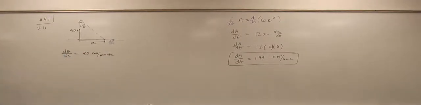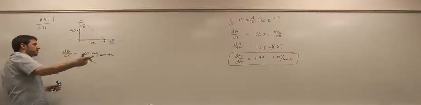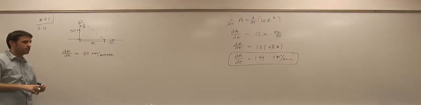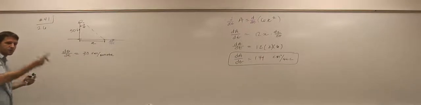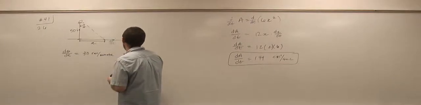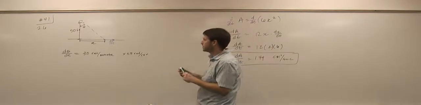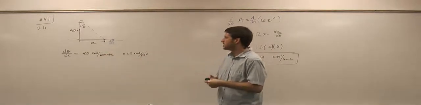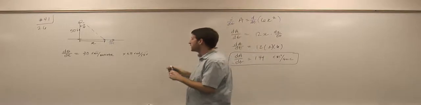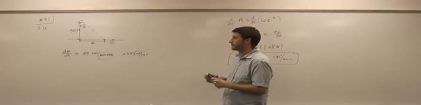But when you plug things in, you're never going to plug in revolutions. What do you think you want here instead? Radians, right? I would much rather have radians. So if you do 30 revolutions per minute, how many radians do you travel through? You multiply by 2π, because 1 revolution is 2π radians. So if you multiply this by 2π, you get 60π radians per minute. That's a more useful unit, since everything we do with trig functions is in radians.